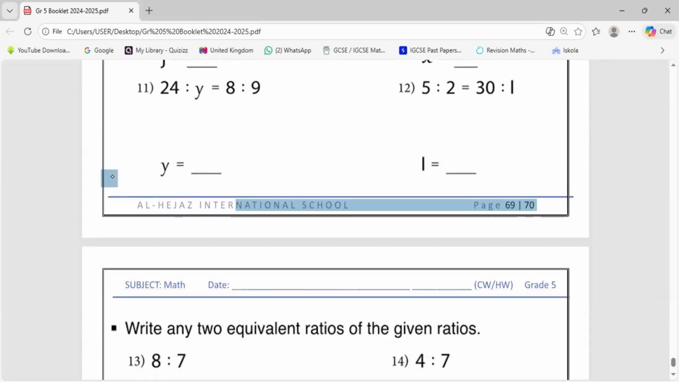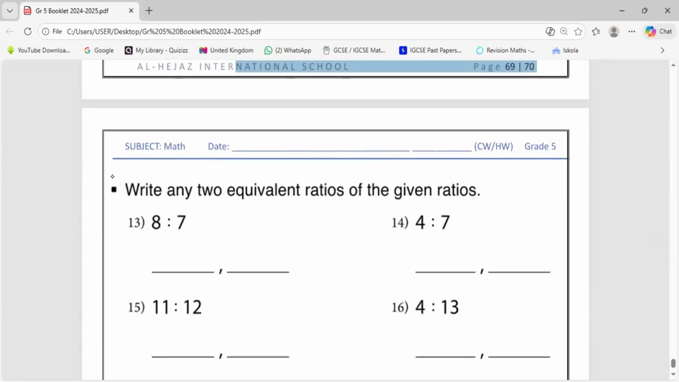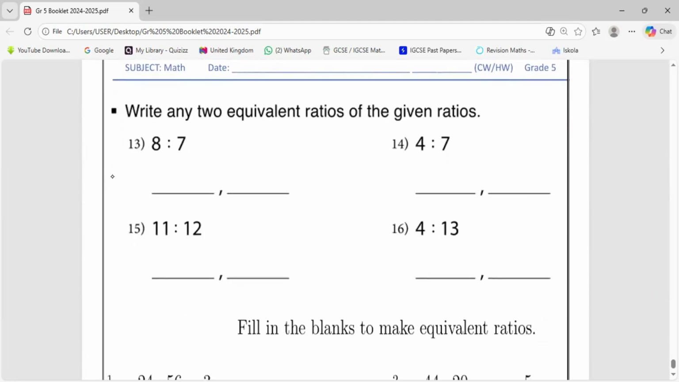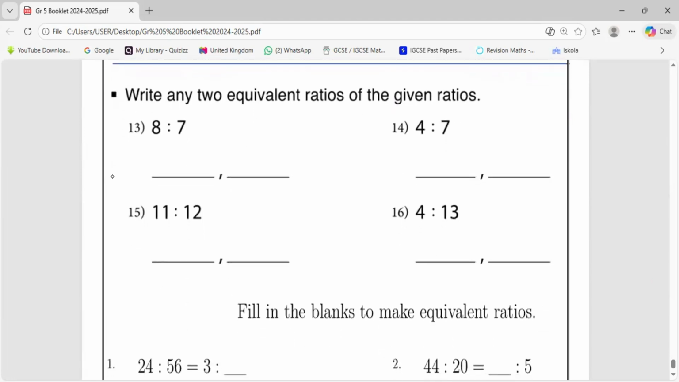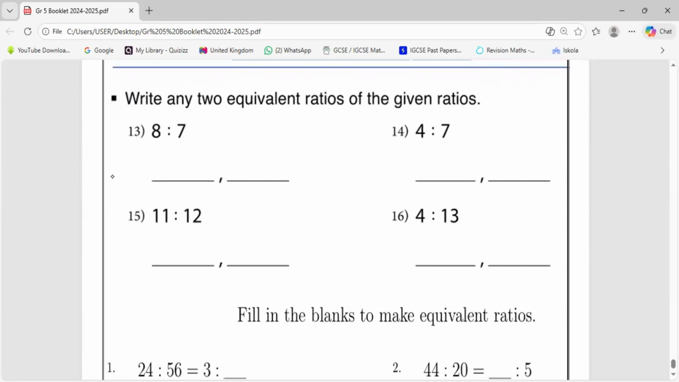Here, the question asks you to write any two equivalent ratios of the given ratios. We have the ratio 8 to 7. How do we make a ratio equal to 8 to 7? By the way, we can write the ratio 8 to 7 as a fraction, 8 over 7, like this, or 8 to 7. We have three ways to write a ratio.